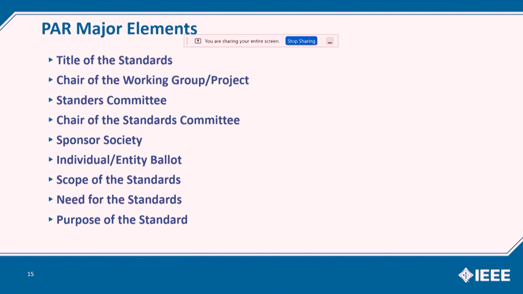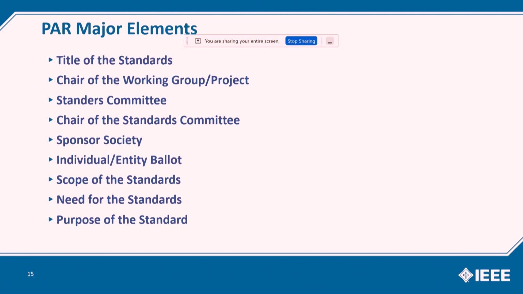And you need a chair of the standards committee in that PAR eventually, and a sponsor society, of course, where the standards committee is resident. We have to decide: is it individual or entity? Will it be represented by companies or represented by individuals? The scope of the standard, that's a must-have.